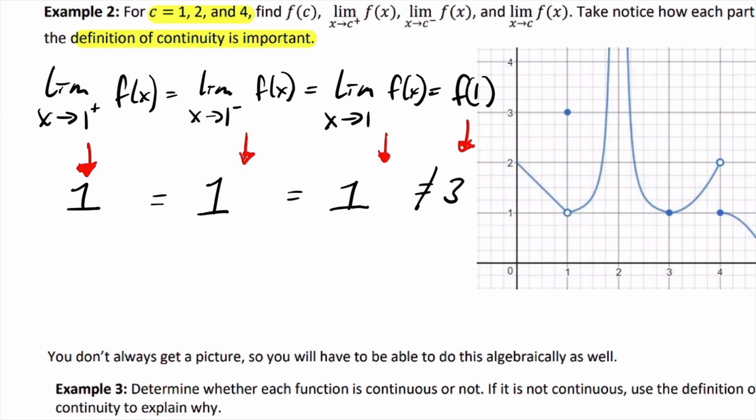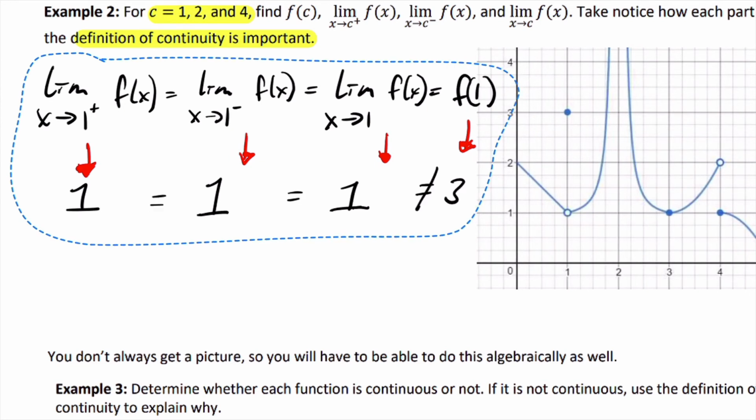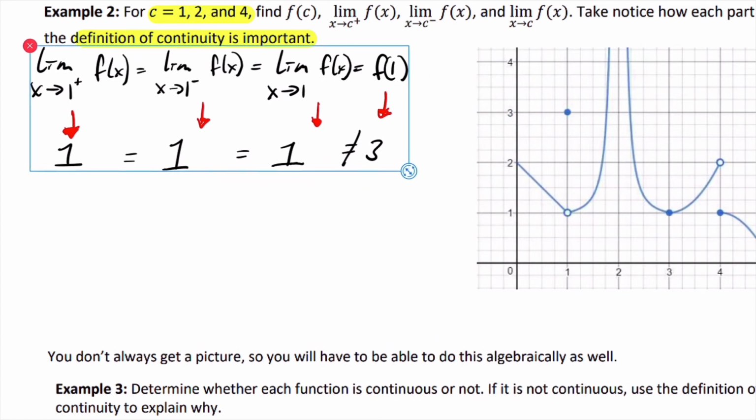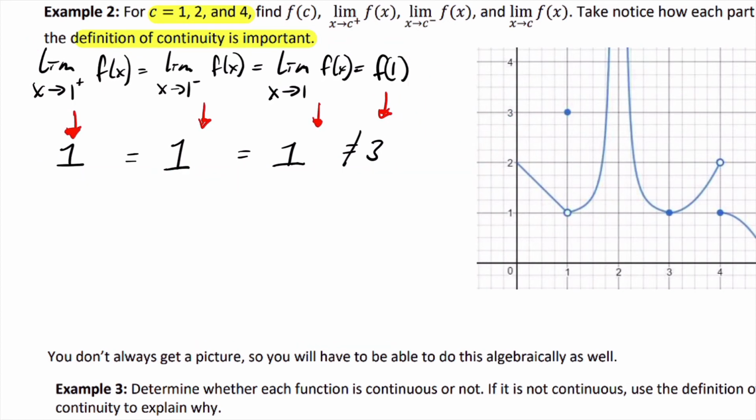So what I want you to do is do that for 2 and 4. You know the answer. They're not going to be equal because we did that already. But I want you to set it up. I want you to write it this way so that on test day, when I ask you to use the definition or prove discontinuity or continuity, you know exactly what to do. Okay, so you're going to do the same thing, but for 2 and for 4.